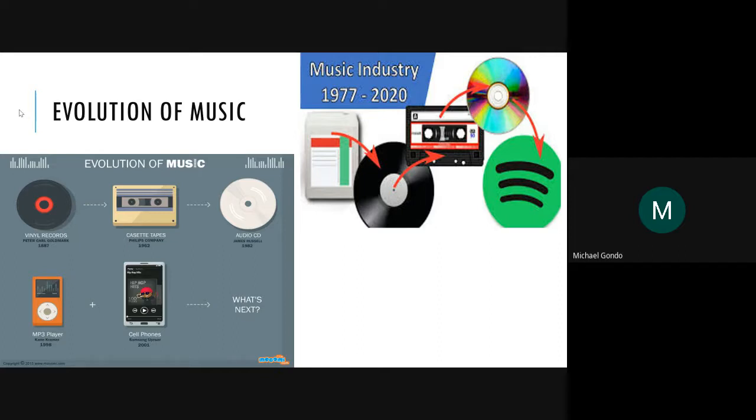And then we moved on to MP3 players being the in thing around music. And then that progressed to cell phones. And now we speak of Spotify as a platform for engaging in music. And behind each of these evolution points is a process of design thinking, and then production follows, and then we as the consumers get to engage with the product.